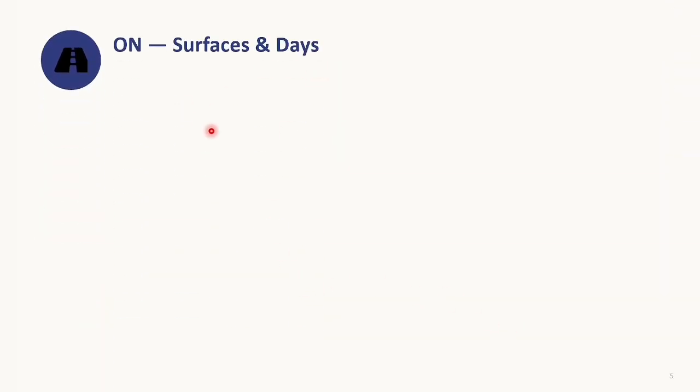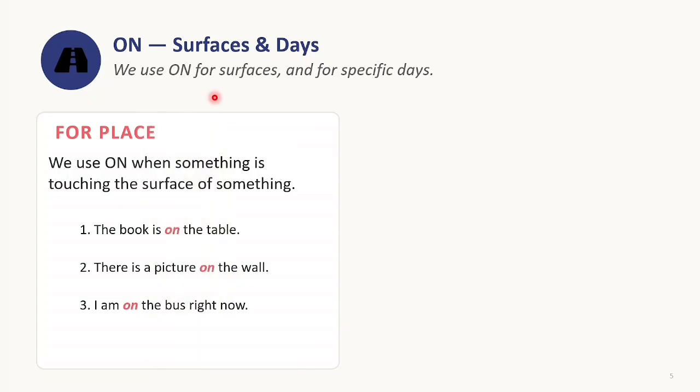On. Let's move on with "on." We use "on" for surfaces and for specific days. Let's move on with examples. If we use "on" for place, we use it when something is touching the surface of something. Let's move on with an example, and you will understand better.